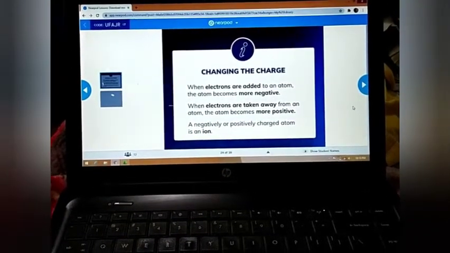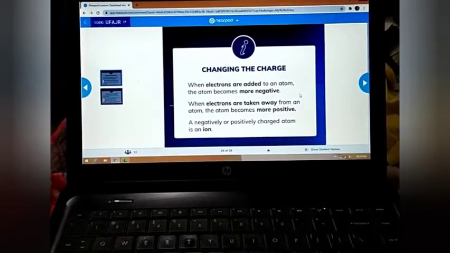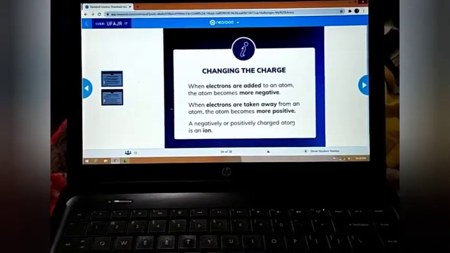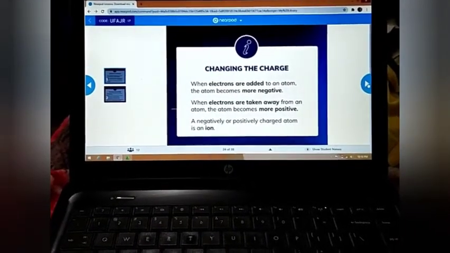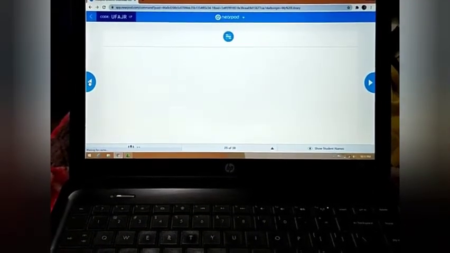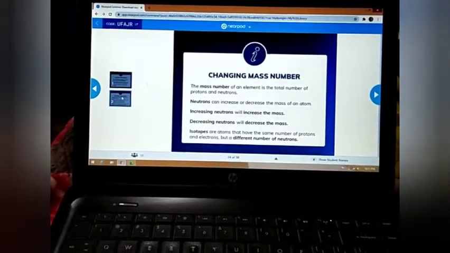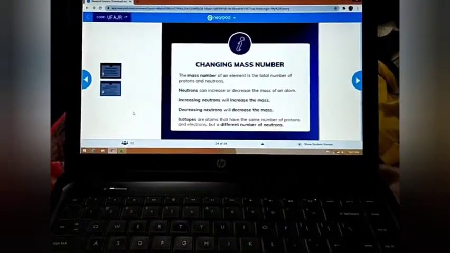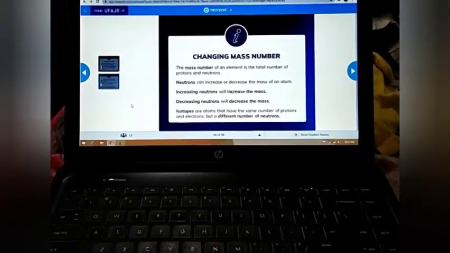So, changing the charge. When electrons are added, the atom becomes more negative, and when the electrons are taken away, the atom becomes more positive. A negatively or positively charged atom is known as an ion. Alright? If you change the number of electrons, then it's an ion, and the mass number is the total number of protons and neutrons. Alright, neutrons can increase or decrease the mass of an atom.